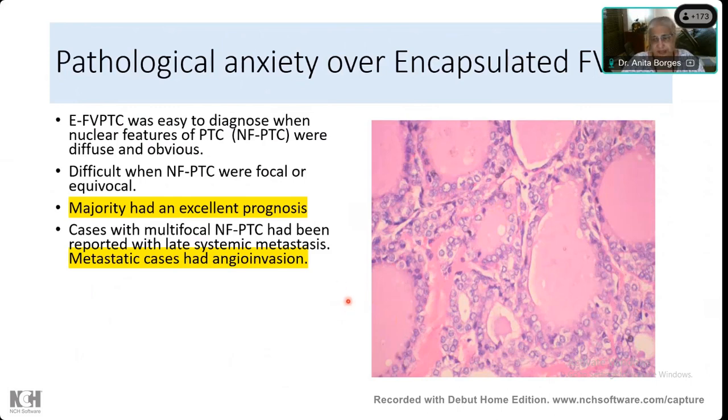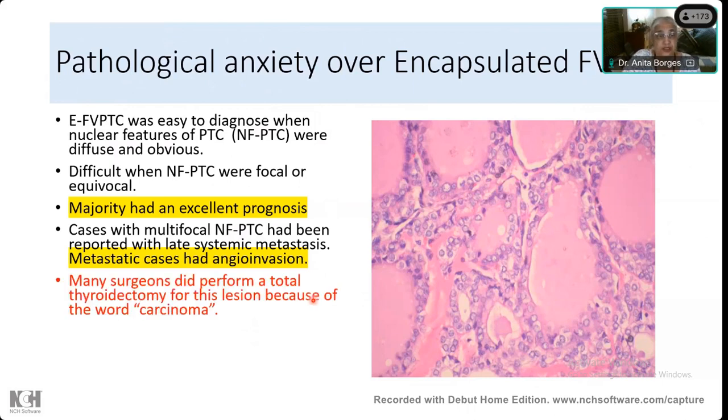A lot of people wrestled with this problem. Why? Because the majority had an excellent prognosis. Nothing happened to these patients. And the few that actually had late systemic metastasis actually had angioinvasion. So the question was, are these truly follicular variants of papillary thyroid carcinoma? And we had to deal with surgeons who would do a total thyroidectomy because of the word carcinoma. They still do, many of them.